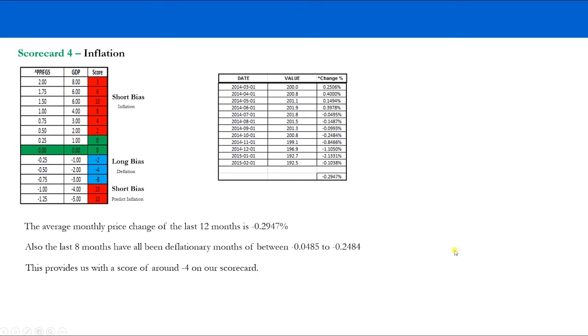Okay, so now we're going to go straight into the PPI excluding food and energy, and we're going to analyze that, and we're going to compare it to PPI including food and energy, and even compare it across to the CPI as well.